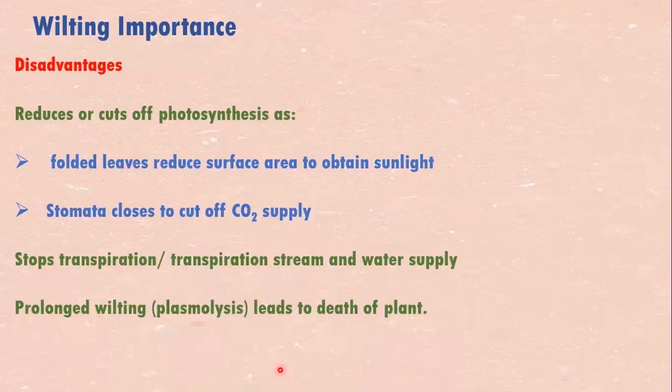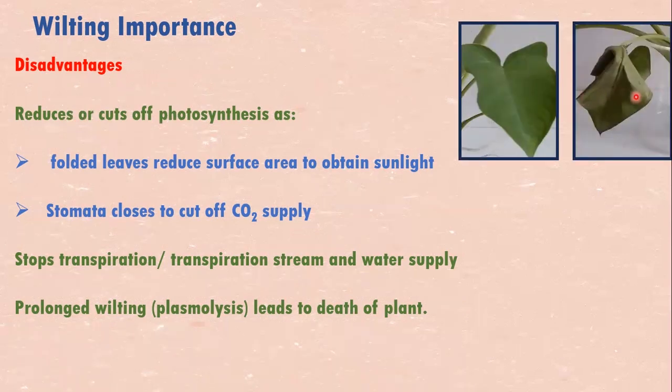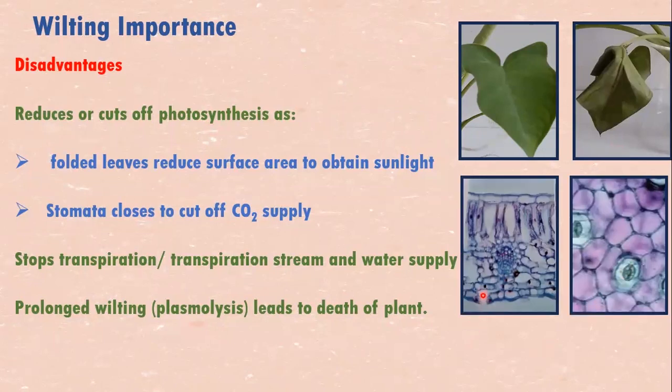But when wilting goes on for a longer time, it's injurious to the plants. First of all, because wilting will cut off photosynthesis. Because surface area exposed to sunlight is reduced, it reduces photosynthesis. And then also, if the stomata are closed, carbon dioxide cannot move in for the plants to use to photosynthesize. For these two reasons, when the plant is wilting, it's very disadvantageous because it reduces or cuts off photosynthesis.